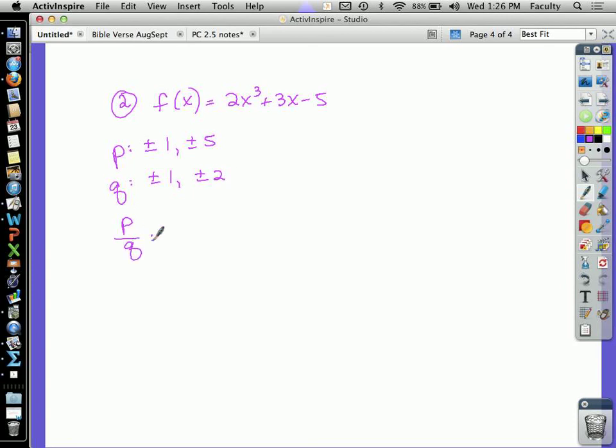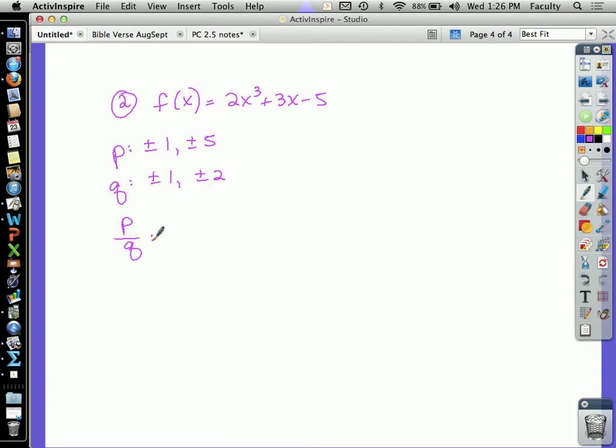When you're working these out and you're asked to determine the rational zeros by the rational zero test, the minimum you need to give me, because I know some of you can do it in your head, if you can do it without listing p and q, I need p divided by q. That's the minimum.